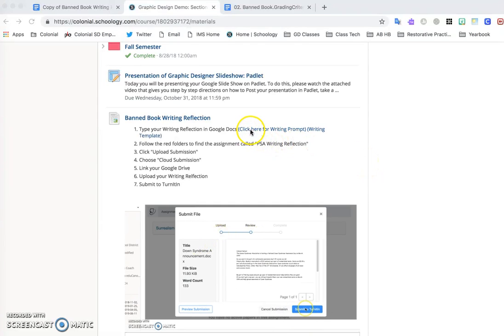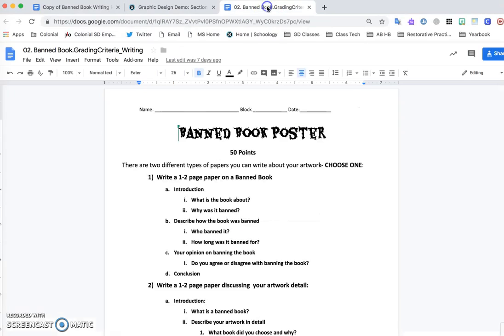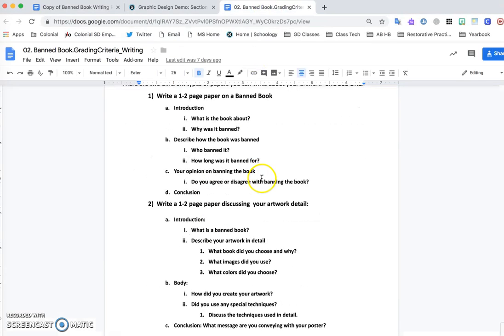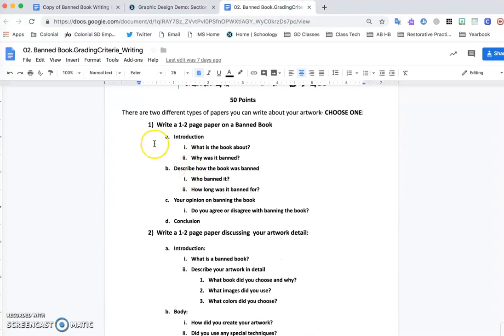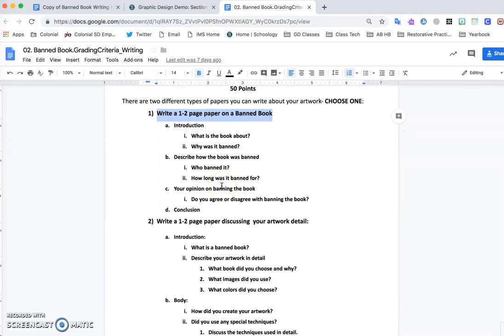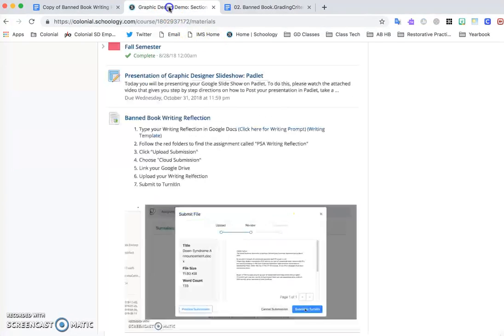If you click on this first item right here, it brings up an outline for you to follow if it's easier for you. You'll see that you have two different types of papers that you can write about, and you're only choosing one of those two papers. You can either write a 1 to 2 page paper on a banned book, a research-based paper, or you could write a 1 to 2 page paper discussing your artwork in detail. I'm going to go over this one with you right now.